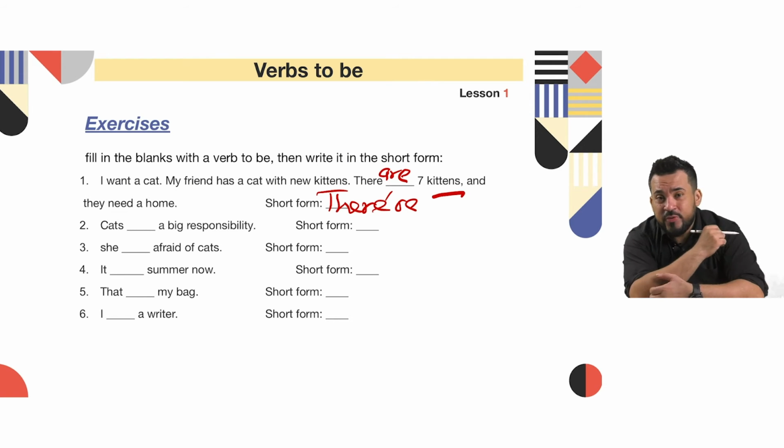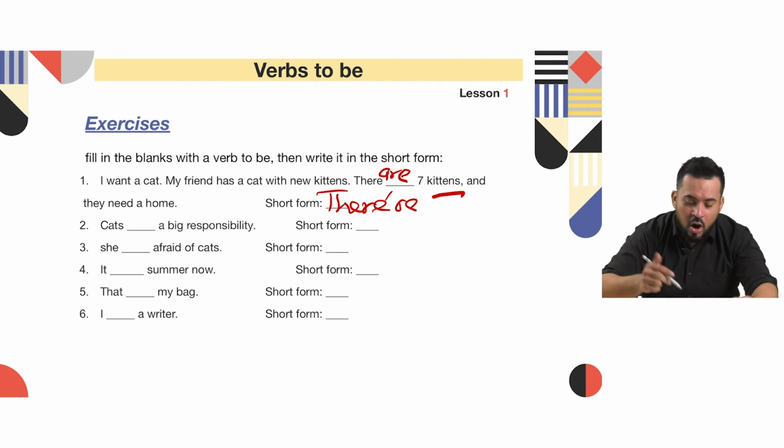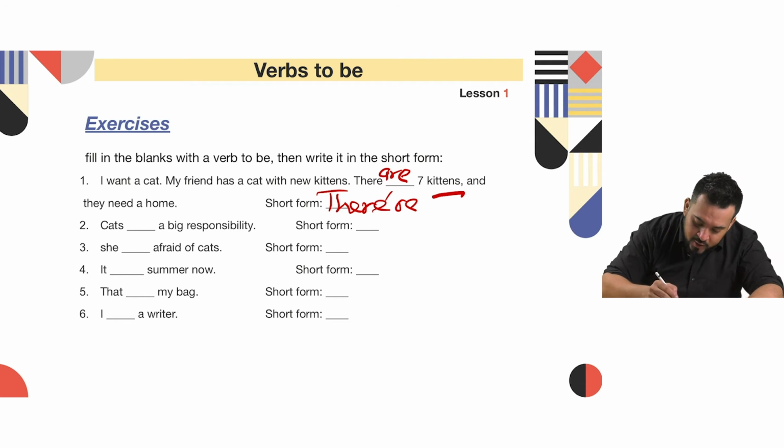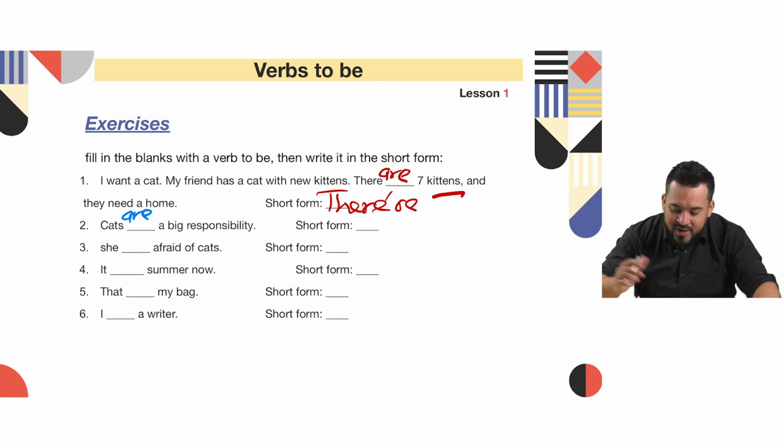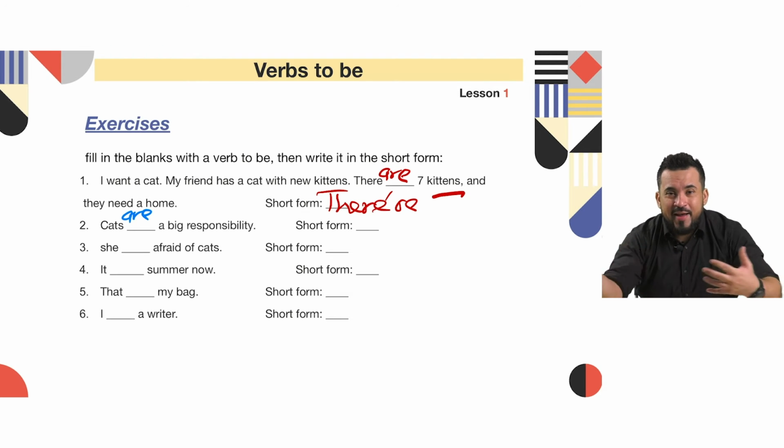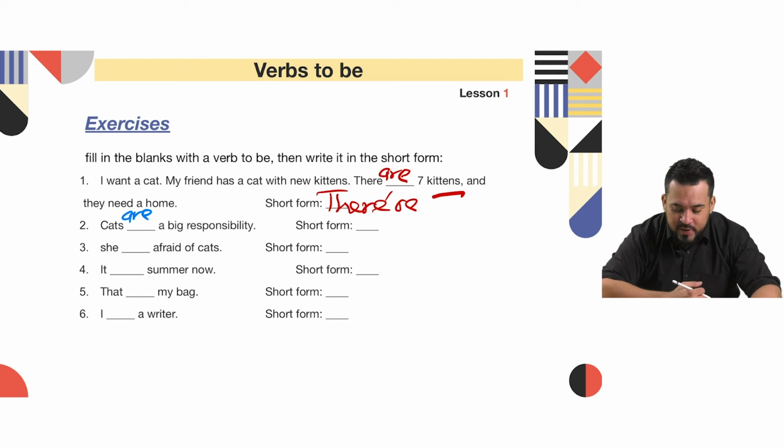So what is the verb to be? Of course, it's are again. Why? Because this is plural. Cats are a big responsibility. Why? Because if you have a cat, you need to take care of the cat, look after it, feed it, clean it. It's a big responsibility.